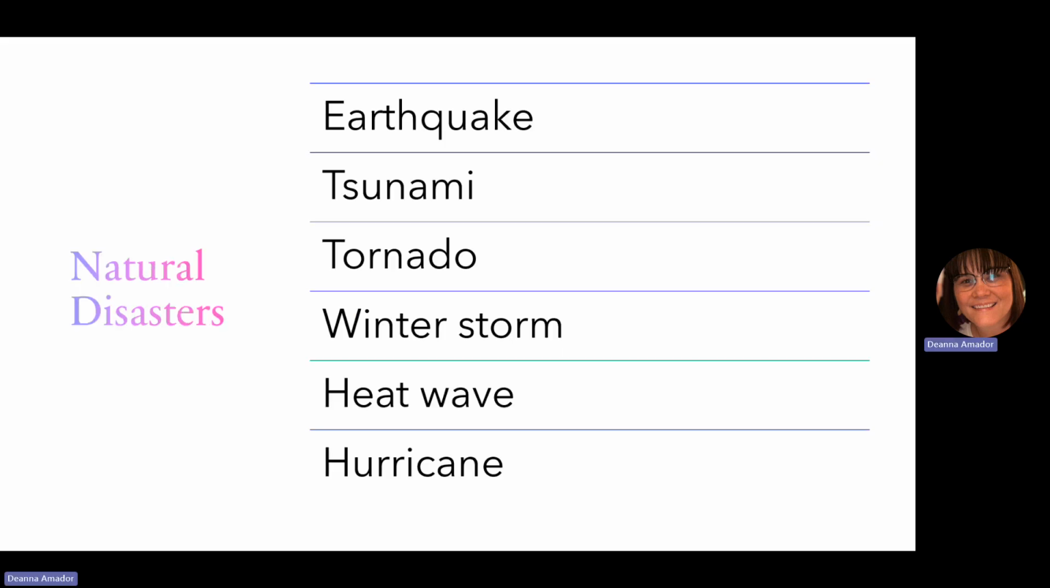That is terrorism. Next, natural disasters. These all speak for themselves, but earthquakes, we all know what an earthquake is. Tsunami, a powerful ocean wave that is a result of an underwater earthquake, and it can reach 500 miles per hour and can reach 50 feet or more, which is unbelievable to me.